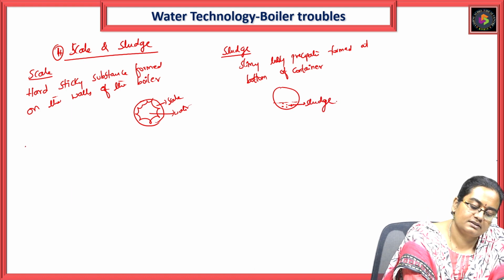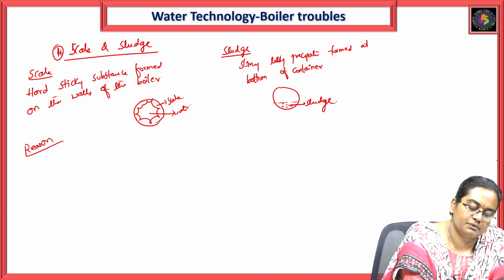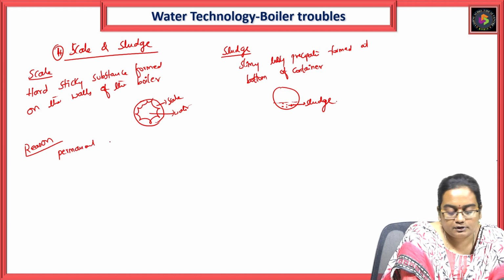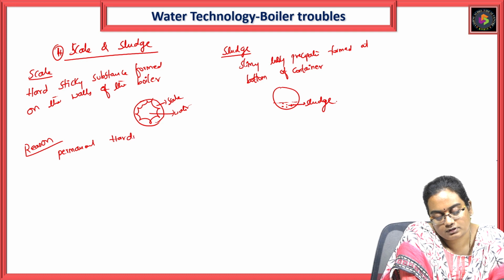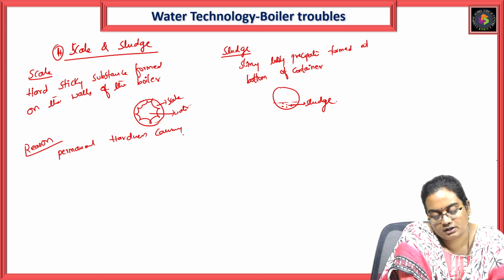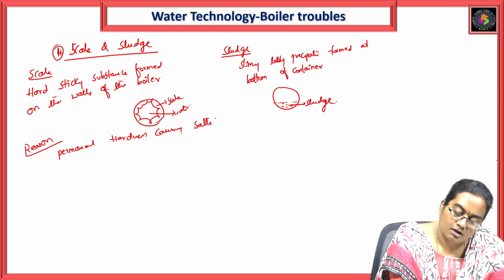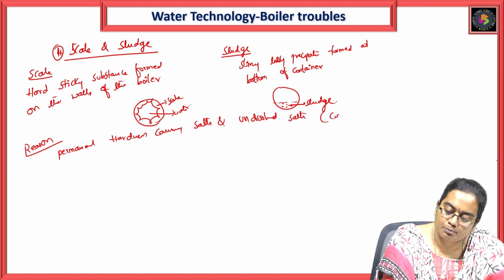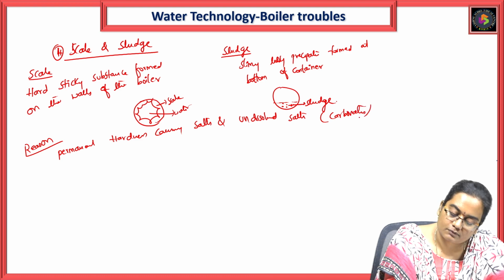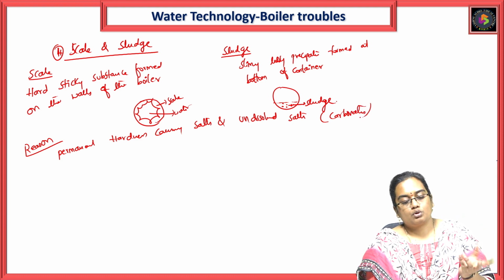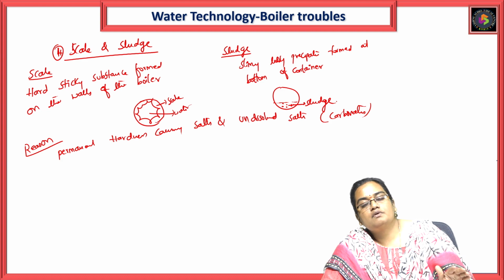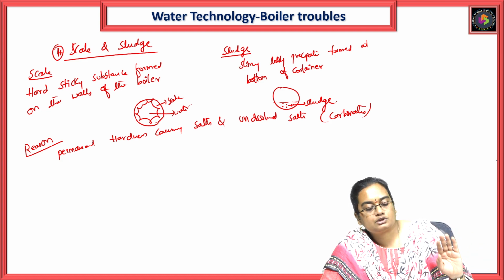Okay. Now, reasons. What are the reasons for scale and sludge formation? Mainly your permanent hardness causing salts, and undissolved salts. This may be your carbonates. These are the reasons for both your scale and sludge formation. One is permanent hardness causing salts, and the second one is undissolved carbonate salts, which are also responsible for your scale and sludge formation.